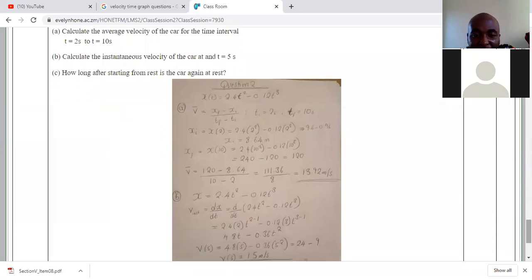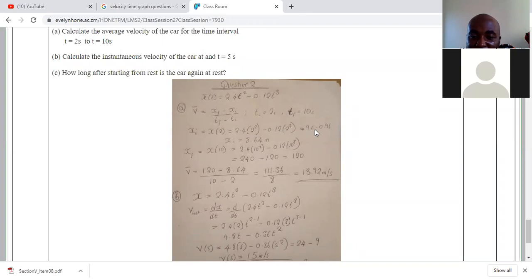So x average equals x final minus x initial. To get the x initial, you take this entire equation and substitute where there is t, you substitute 2. So it will be 2.4 open brackets 2 squared close brackets minus 0.12 open brackets 2 to the power 3 close brackets. We can go through together. 2 squared is 4 times 2.4. So you actually get 9.6.